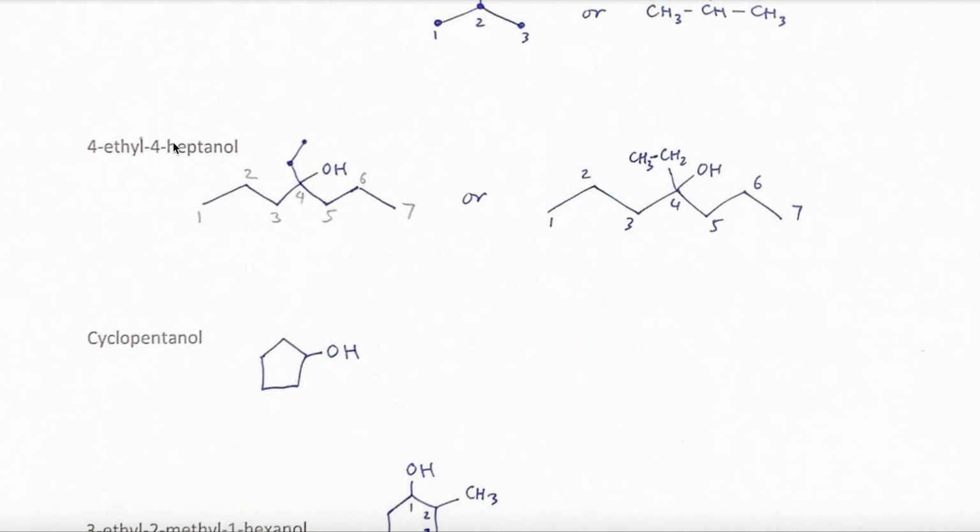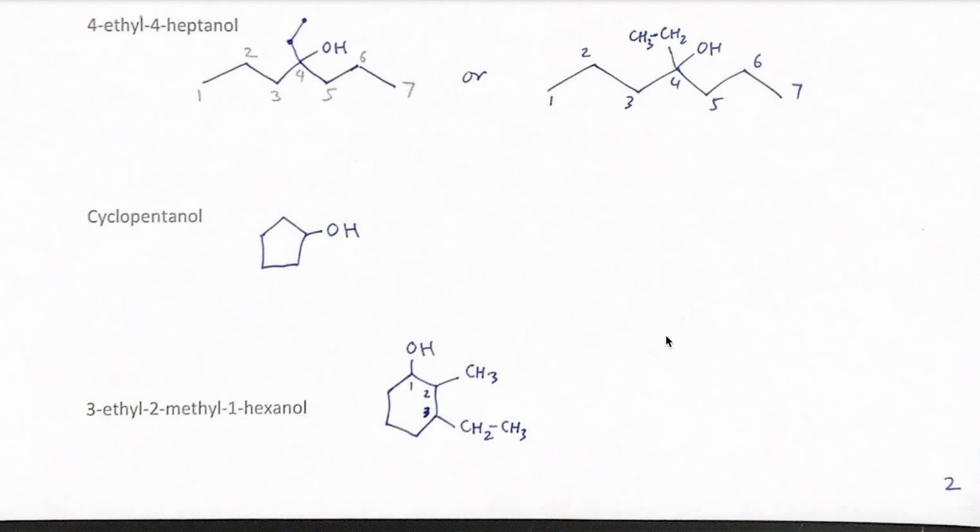4-ethyl-4-heptanol. Hepta means 7. 1, 2, 3, 4, 5, 6, 7. Start out with 7, and it's at 4. We have an alcohol. We also have an ethyl. Notice I've got 2 dots. That means 2 carbons. That's ethyl. And you can do it the condensed way as well. This is actually a better way, okay? But we need to know both ways. Okay, cyclopentanol, that's just a cyclopentane with an alcohol.